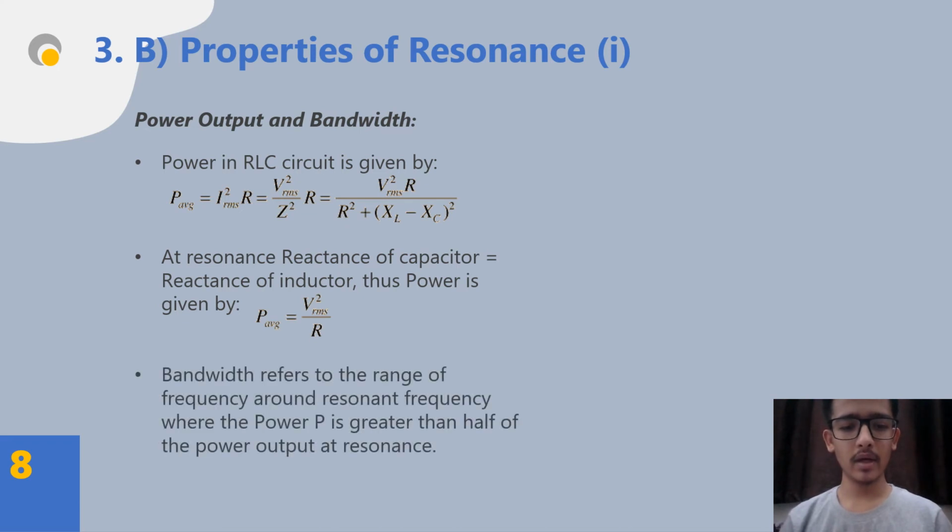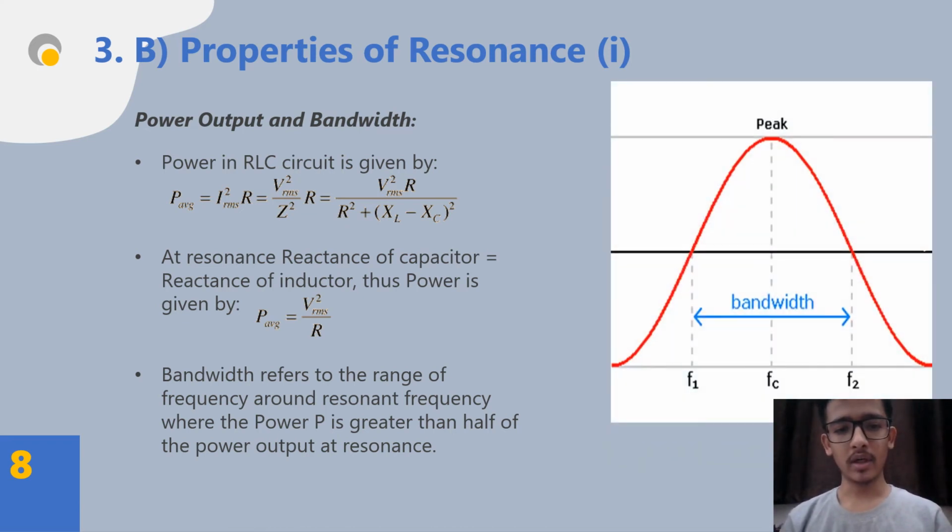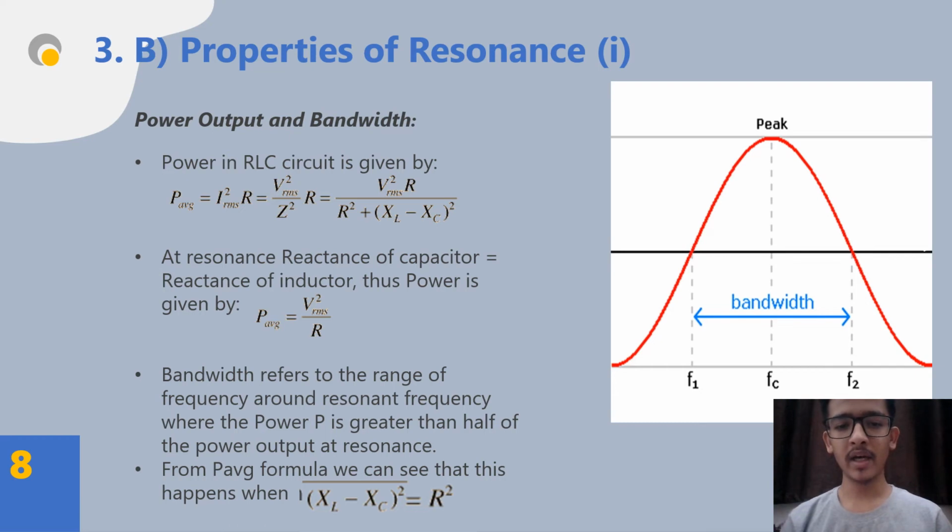And bandwidth, now coming to the second property, refers to the range of frequencies around the resonant frequency where the power P is greater than half of the power output at resonance. So we can see from the formula for P average that when (X_L minus X_C) squared is equal to R squared, it will be V_RMS squared R by 2R squared, which is P naught by 2.